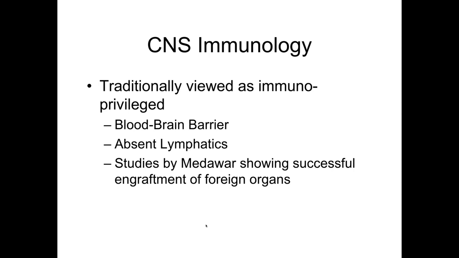There were even experiments decades ago where Dr. Medawar had actually taken cells from one animal that was a different species and implanted them into the brain of another animal, and observed no rejection. The analogy I say is it's like the concept of an organ transplant, but it's just cells. And because there was no rejection, he concluded that the brain was immunoprivileged.